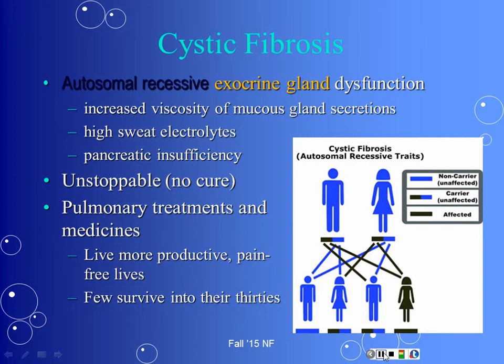Exocrine gland, so that's talking about what we're excreting, so that's going to be like your sweat glands, your mucus glands, that kind of stuff. Okay. So you're going to have increased viscosity of mucus gland secretion, so thick, sticky mucus. All right, and it's going to be down in their lungs, and it's going to sit there and be thick. So what do you think is going to happen anytime anything sits? Bacteria likes to grow, yes.